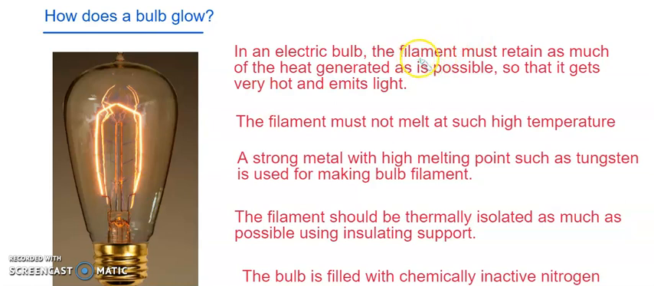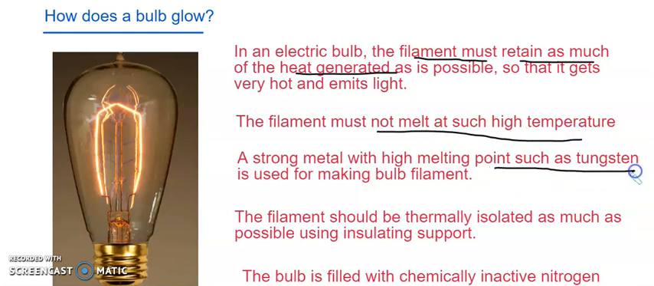So the electric bulb has a filament which will retain as much heat as possible. Once it is retaining, meaning holding on to the heat, it will get hot. The hotter it becomes, it will start glowing. How will it start glowing? Its color will start changing into reddish orange, and the gas around it will get heated up, and thus the glow, and it will emit light. The filament must not melt at such high temperature. That is why the filament is made of tungsten, whose melting temperature is very high, so it can withstand this high heat transferred by the source.